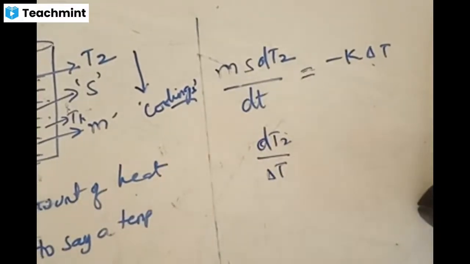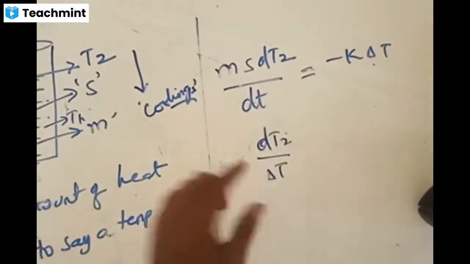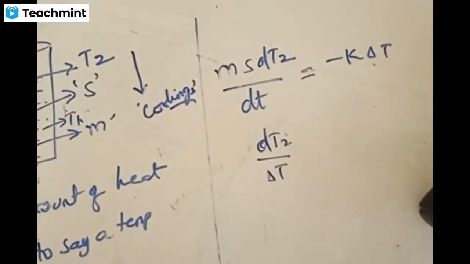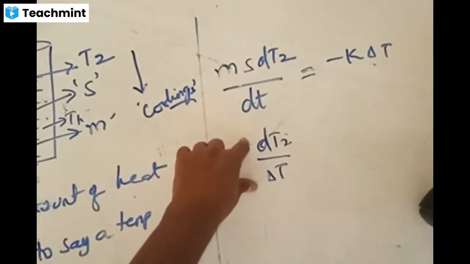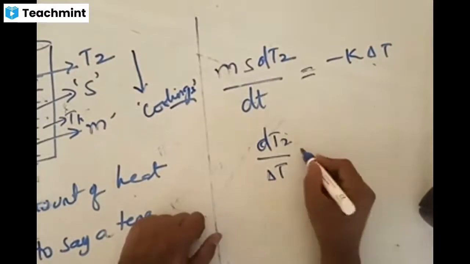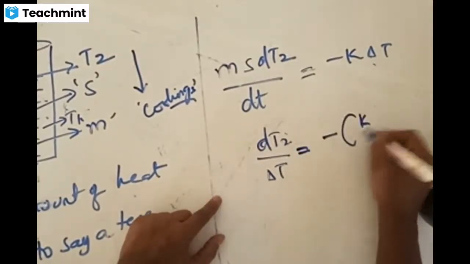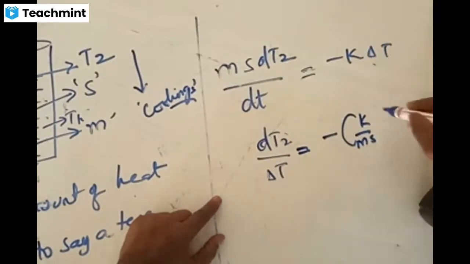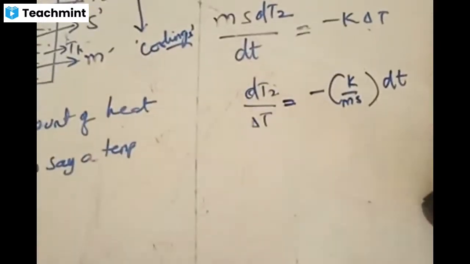dT2 is a change of temperature and delta t is also temperature. We are putting temperature at one time at one place, temperature at one place, and this is equal to the remaining terms, minus k by ms times of dt. Can you write like this?